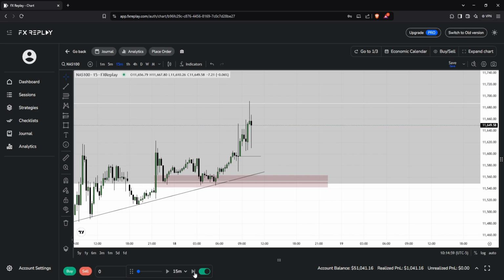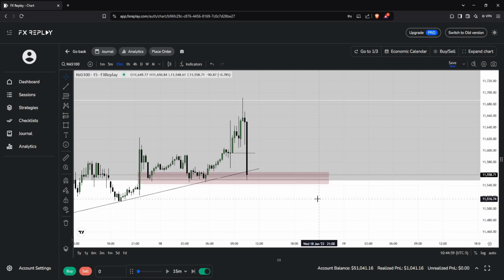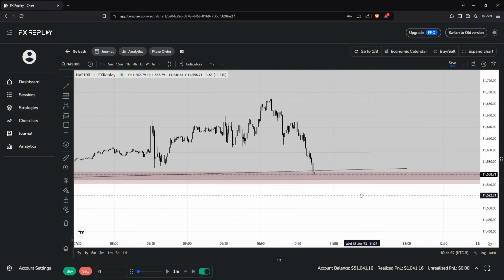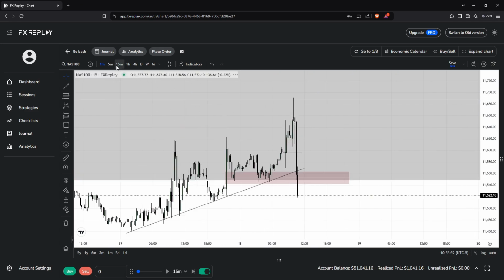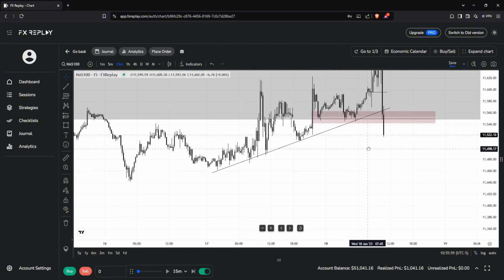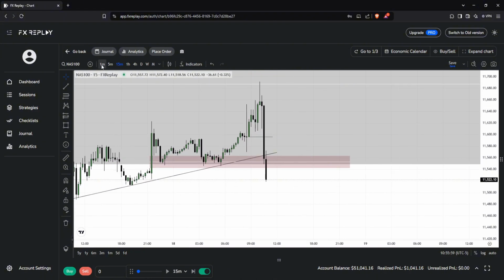So I'm gonna be patient here, wait for price to do. Okay, we close below it. Nice. Now, if we retrace up here, I am going to be looking to take shorts on this market. Okay, we're still going lower.